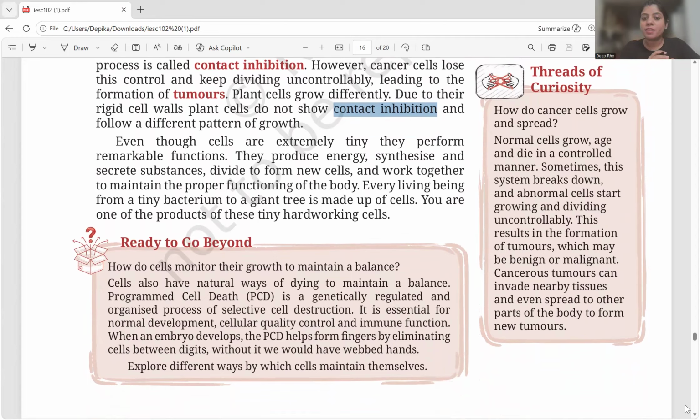So how do cells monitor their growth to maintain a balance? Cells have a natural way of dying to maintain a balance. This is called programmed cell death. PCD is a genetically regulated and organized process of selective cell destruction. It is essential for normal development, cellular quality control, and immune function. When an embryo develops, PCD helps form fingers by eliminating cells between the digits. Without it we would have webbed hands. So explore the different ways by which cells maintain themselves. Cells do teamwork very beautifully. The entire system is working in coordination with each other.